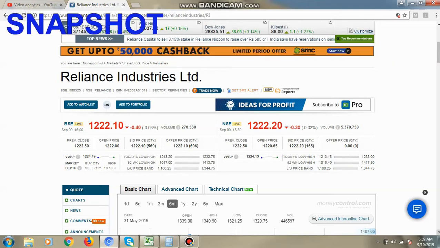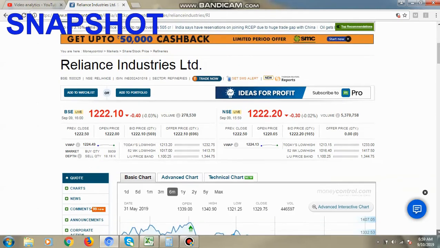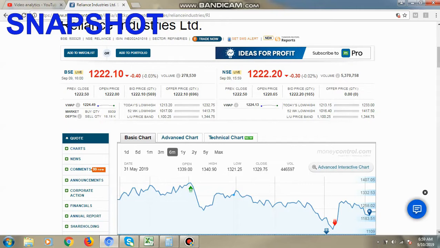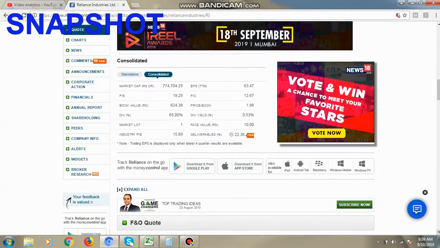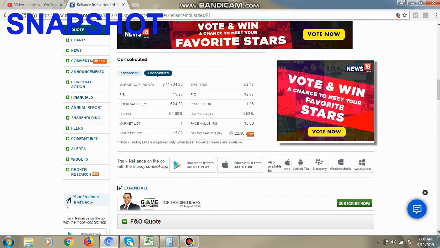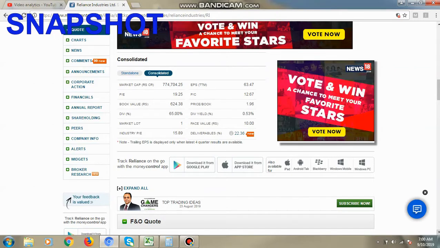So now let's talk about Reliance Industries. This is a stock in the oil and refinery sector, and I want to give you a snapshot of what the company does in terms of profitability and EPS, etc. If we go down on this Moneycontrol website, we see that the market cap of the company is around 7,70,000 crore. It has a consolidated EPS till June 2019 of around 63.5 rupees and is currently trading at a PE of 20 with a book value of 624.